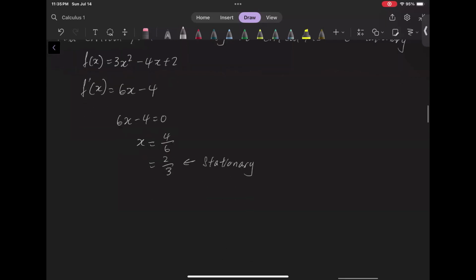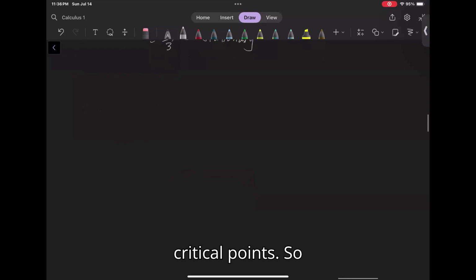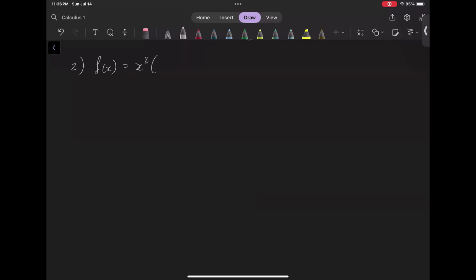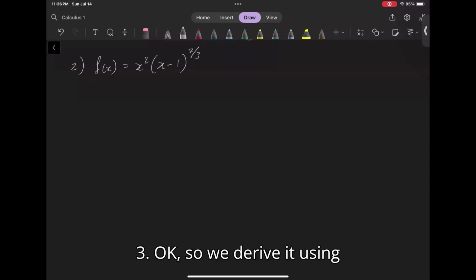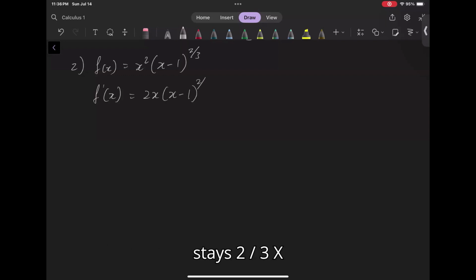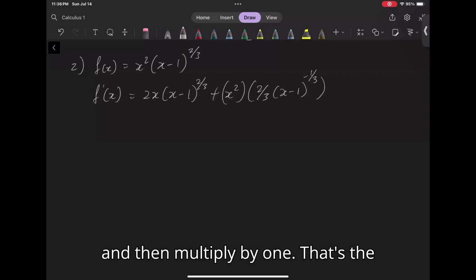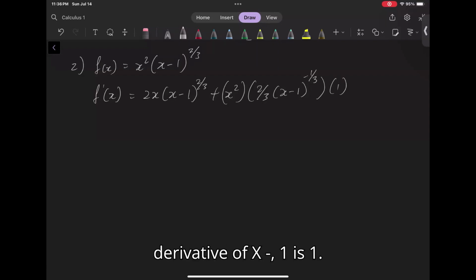Okay. Now that's just a quick example of how to find critical points. Okay. So the second one: f of x equals x squared times (x minus 1) to the 2/3. Okay, so we derive it using the product rule. So then we get 2x, and the second one stays, (x minus 1) to the 2/3, plus x squared, and then the 2/3 comes down, times (x minus 1) to the negative 1/3, right? Minus 1 on the power, and then multiply by 1 because the derivative of x minus 1 is 1.